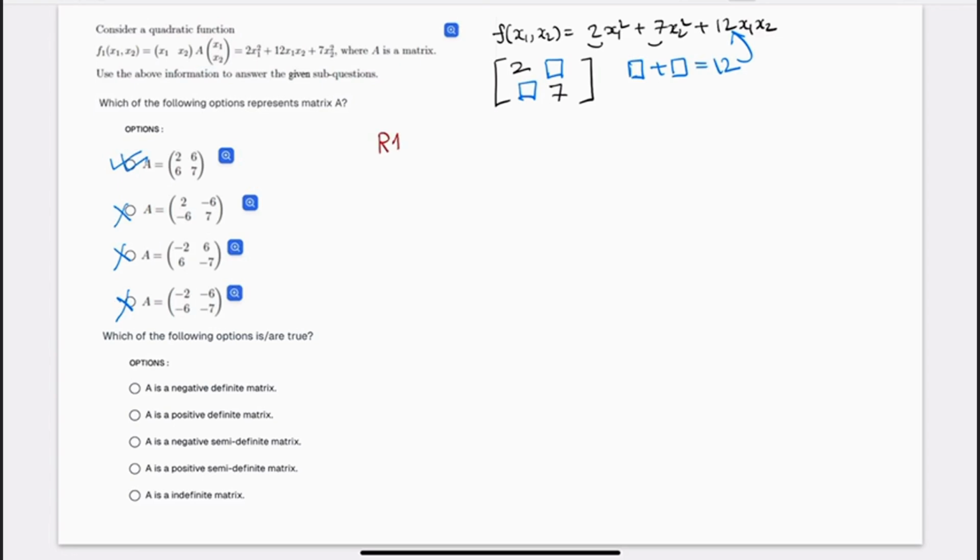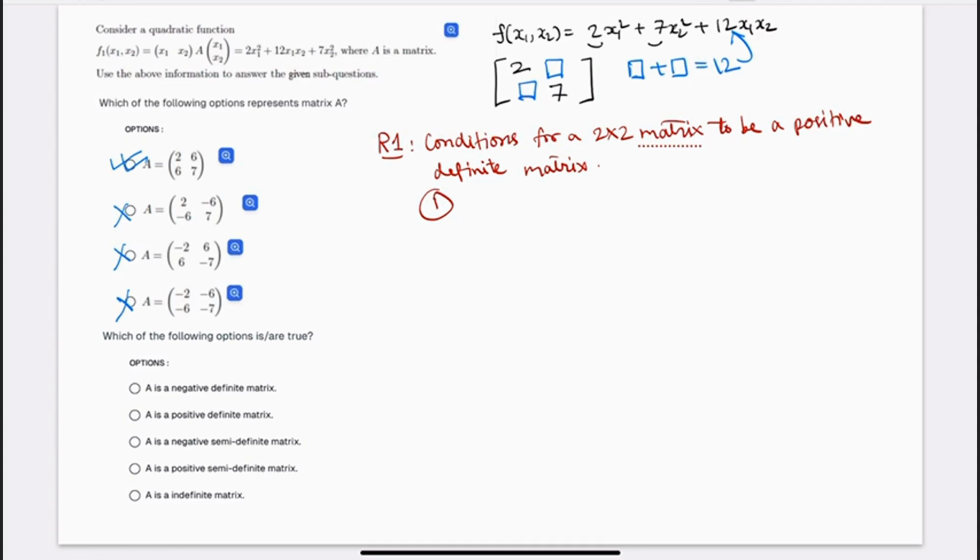So let me write R1. R1 are all the conditions for a 2 by 2 matrix to be a positive definite matrix. So the first condition is that A11 should be positive. And the second condition says that the determinant of the matrix should be positive.